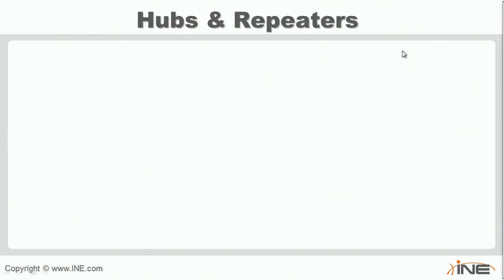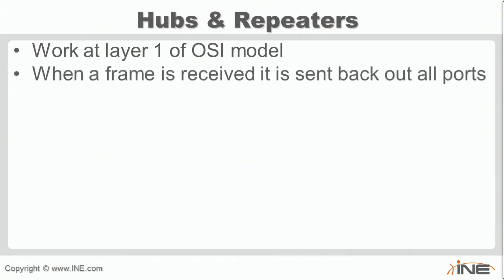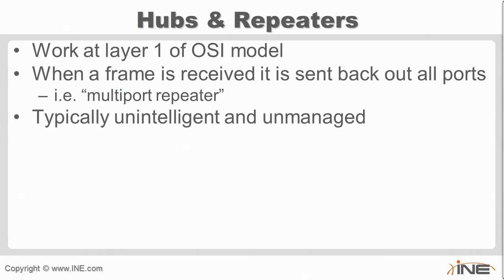So the first of which, the hubs and the repeaters, this is what we consider to work at the first layer of the OSI model, which is the physical layer. The idea behind a hub or repeater is that it's going to take the physical electrical signal that it's receiving, and as it comes in, it's just going to amplify it out all of the other ports, or basically repeat it out all of the other ports. A hub is sometimes known as a multi-port repeater. Now, the disadvantage of this is that these devices are typically unintelligent and unmanaged, which means that they don't accept any configuration or management from us. They're basically just a layer 1 physical device.